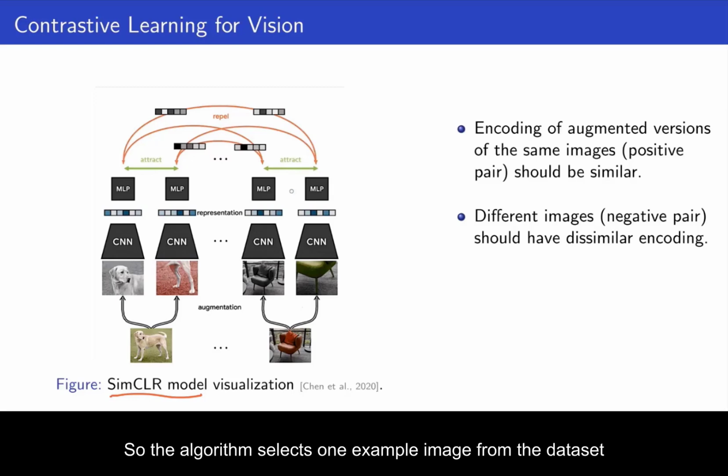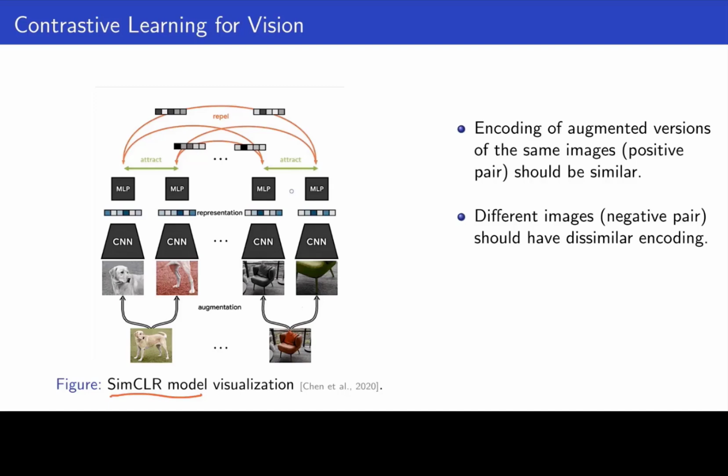The idea is very simple. The algorithm selects one example image from the data set and independently augments the image 2 times. Then both augmentations are encoded using a CNN and a multi-layer perceptron, which contains multiple linear layers with activations, as we see here.